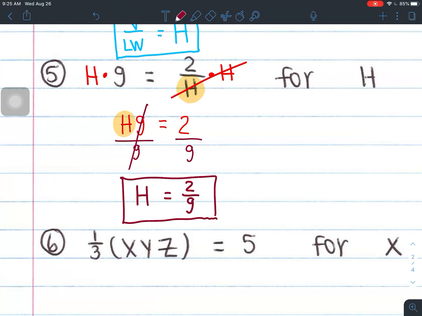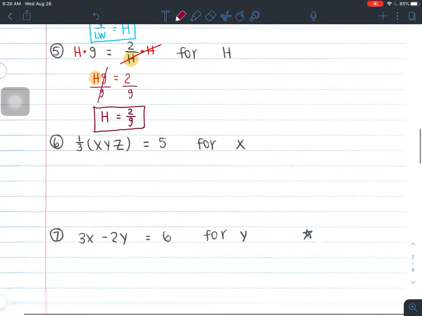So again, your goal is just to do whatever it asks for you to do. So if it's asking you to solve for h, then you're going to solve for h. This one was a little bit weird because we actually had to move the h around before we could even get it by itself. All right, number 6.